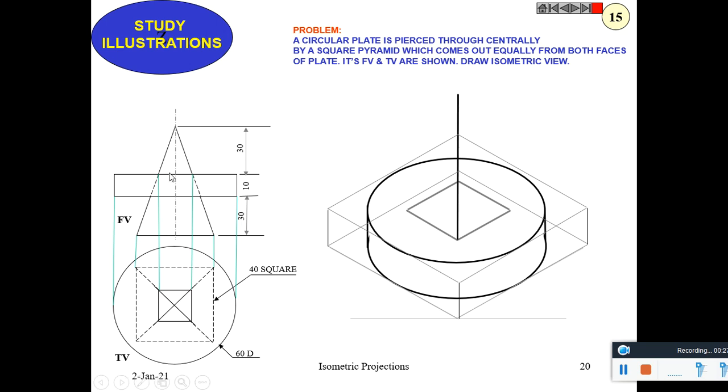So above this, the height is 30 millimeter, and from this point also it is 30 millimeter onwards.